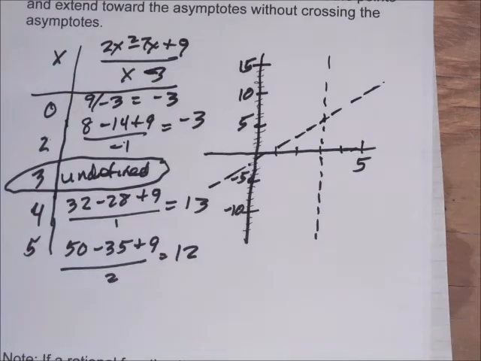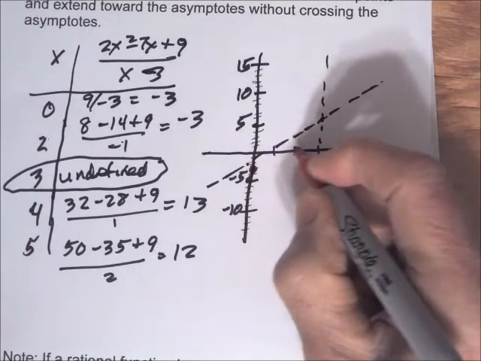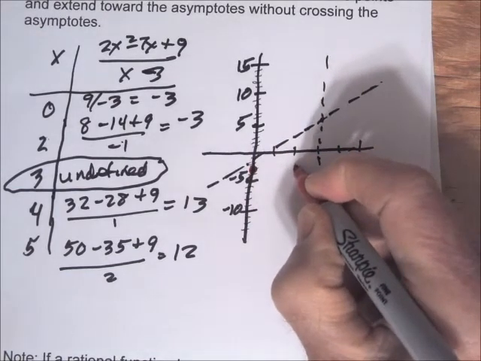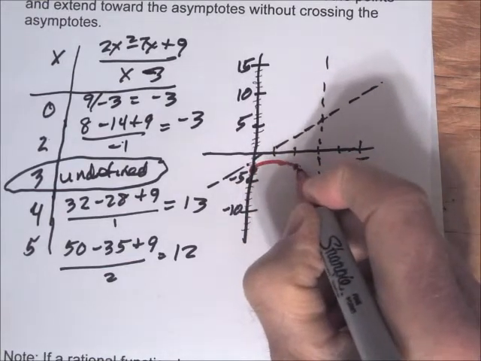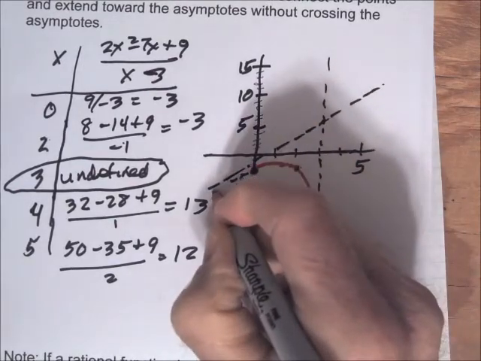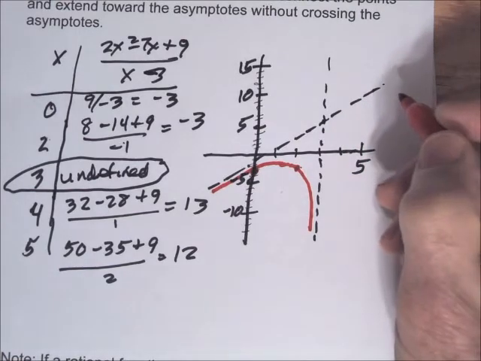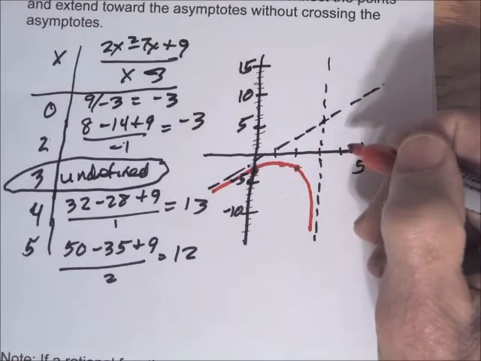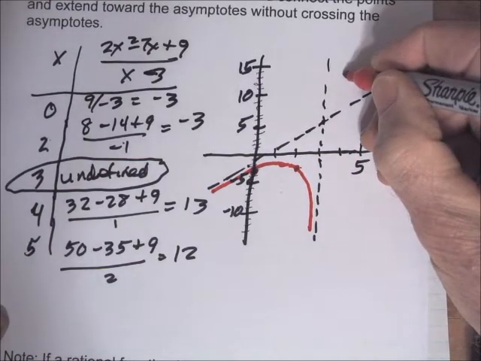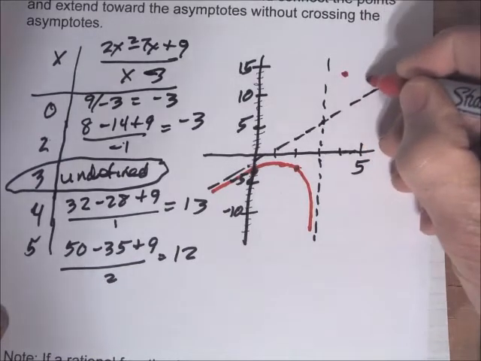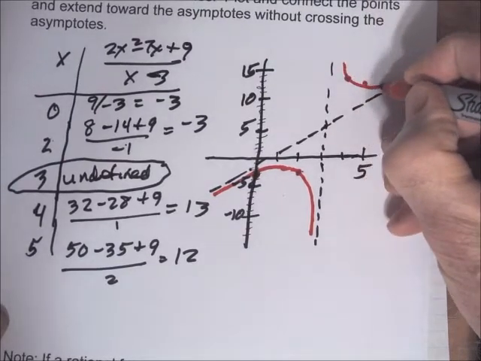And then we can plot the points. So we have 0 left or right down 3, and 2 to the right down 3. And we want to connect these dots and extend it toward the asymptotes. Hyperbolas never cross. Some functions will maybe cross an asymptote, but hyperbolas never cross. They get closer and closer to the asymptote, but they don't cross. 4 to the right up 13, about right here, and 5 to the right up 12, and again connect the dots, extend it toward the asymptotes.